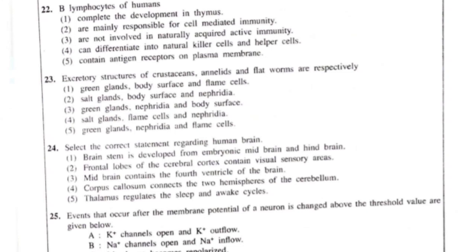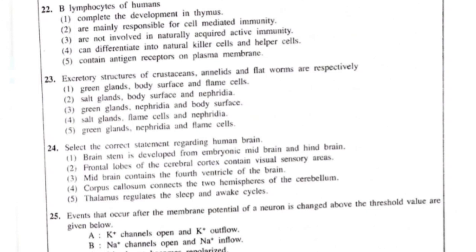So ventricles are basically irregular shaped cavities that are found in the brain. So in the brain there are 4 ventricles. 3 of these 4 ventricles are found in the forebrain and 1 is found in the hindbrain. So the last ventricle is found in the hindbrain. Then the next statement is also wrong because corpus callosum will connect the 2 hemispheres of the cerebrum, not the cerebellum. So corpus callosum connects 2 hemispheres of the cerebrum. Then fifth statement is wrong. Regulating sleep and wake cycles are done by the hypothalamus, not the thalamus.